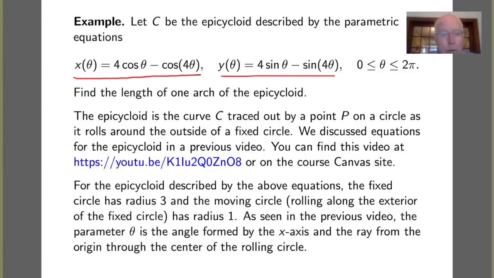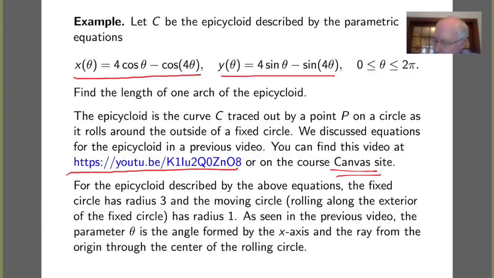Now the epicycloid is a curve traced out by a point P as one circle rolls around the outside of a fixed circle. We discussed the equations and in fact derived the equations for the epicycloid in a previous video. If you'd like to see this video and some nice animations of the cycloid being generated, you can check out this YouTube video, and that will also be on the Canvas site for our course.